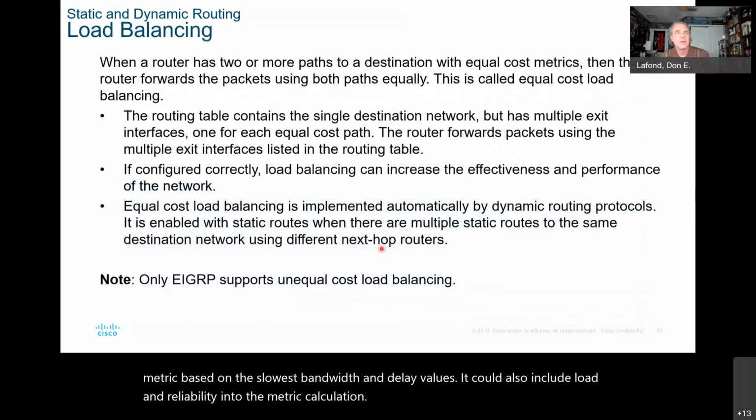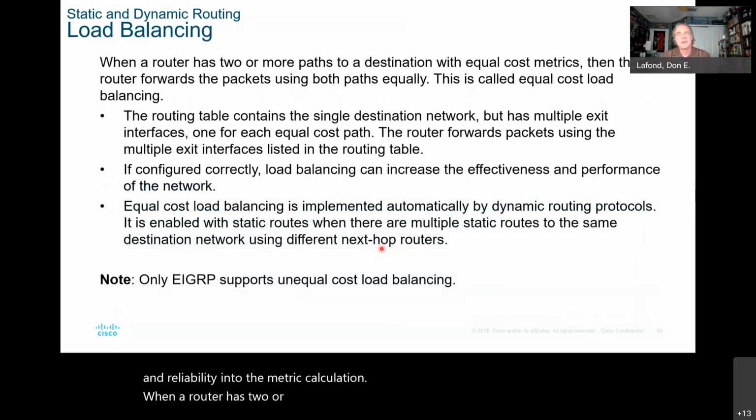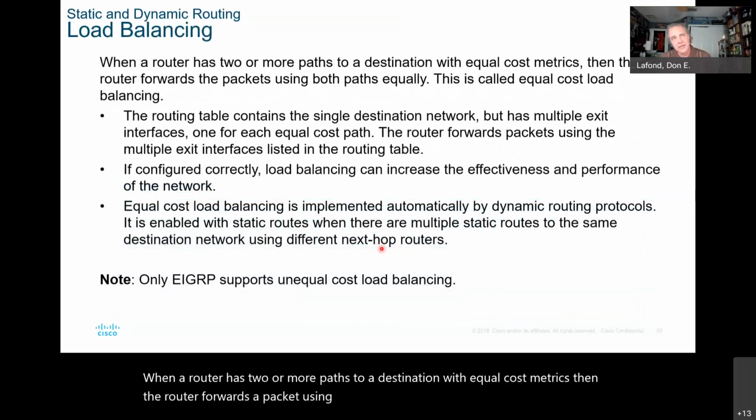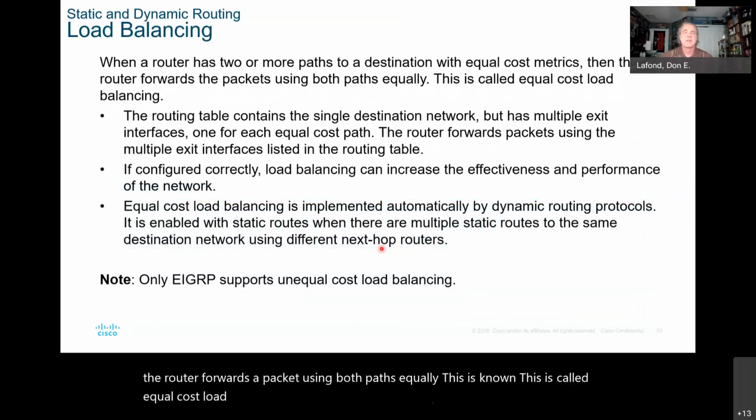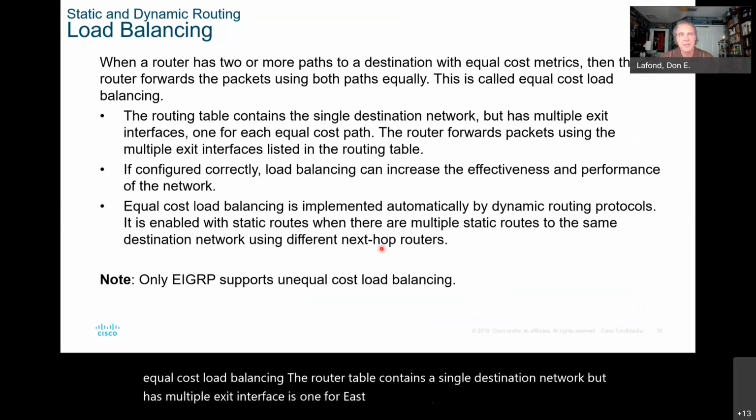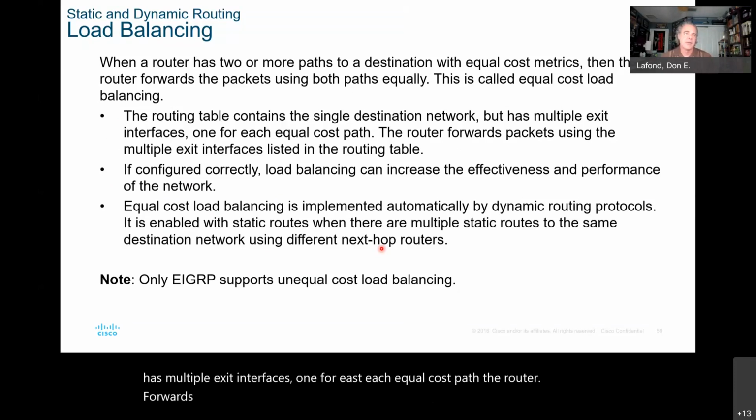When a router has 2 or more paths to a destination with equal cost metrics, then the router forwards the packet using both paths equally. This is called equal cost load balancing. The router table contains a single destination network, but has multiple exit interfaces, one for each equal cost path. The router forwards packets using the multiple exit interfaces listed in the routing table.